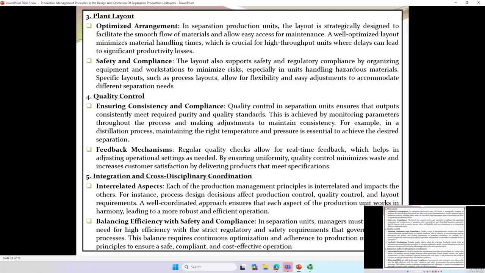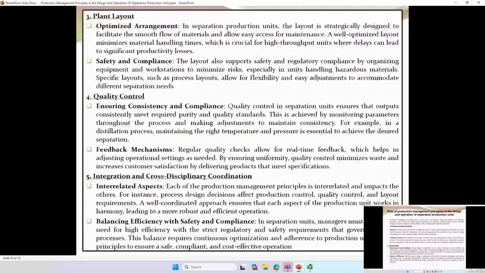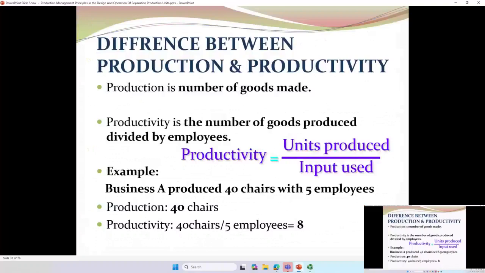So, ensuring consistency and compliance. Quality control and separation units ensure that the output consistently meets required purity and standard. And that's that about that. Then we have fixed mechanism, integration and cross-disciplinary coordination, and so on and so forth.